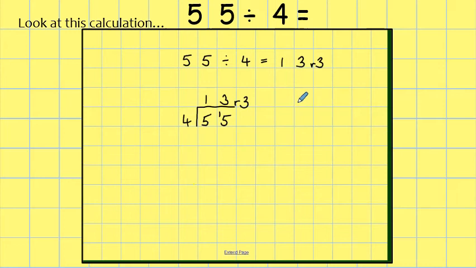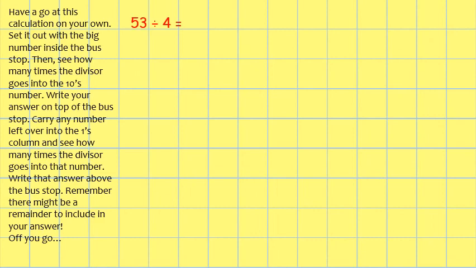I think you might be ready to try one on your own. What do you think? Have a go at this calculation on your own. Set it out with the big number inside the bus stop. Then see how many times a divisor, the number outside the bus stop, goes into the tens number. Write your answer on top of the bus stop. Carry any number left over into the ones column and see how many times a divisor goes into that number. And write that answer above the bus stop. Remember, there might be a remainder to include in your answer. Off you go.